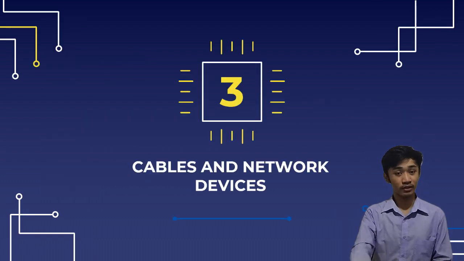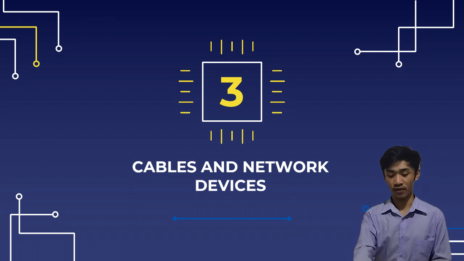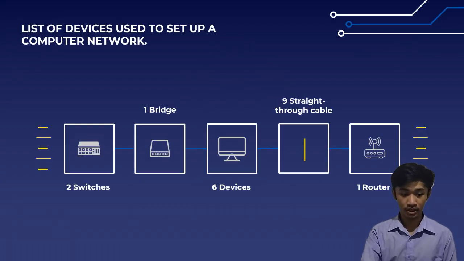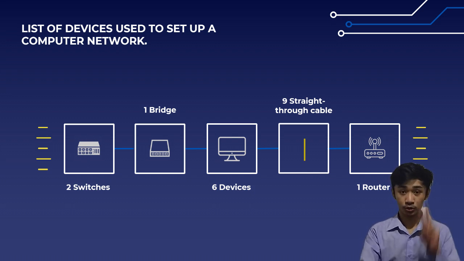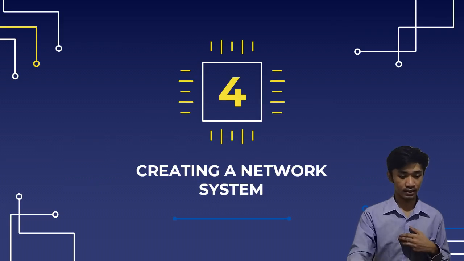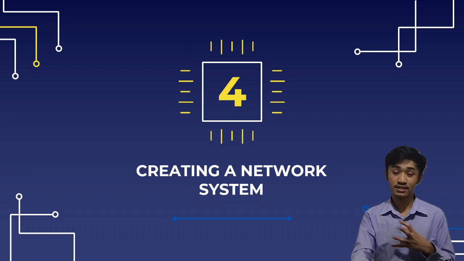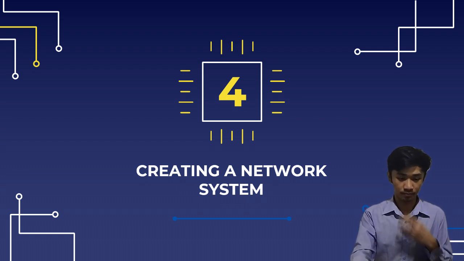And now let's talk about number 3. Our content is cables and network devices. Here is the list of devices used to set up a computer network: 2 switches, 1 bridge, 6 devices, 9 straight-through cables, and 1 router. Now, our last content will be creating a network system.